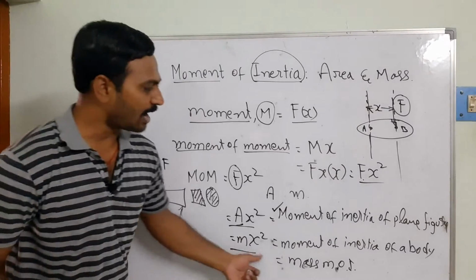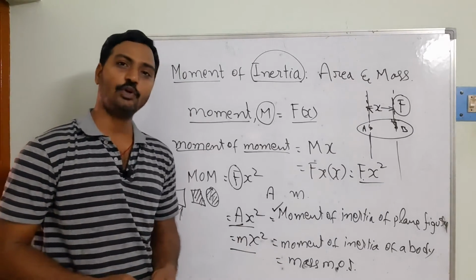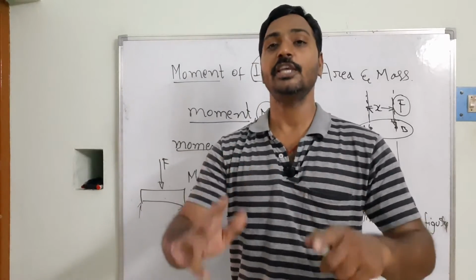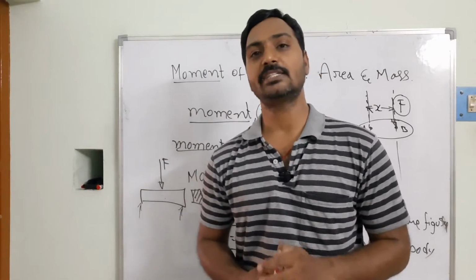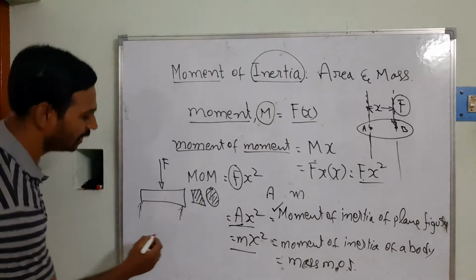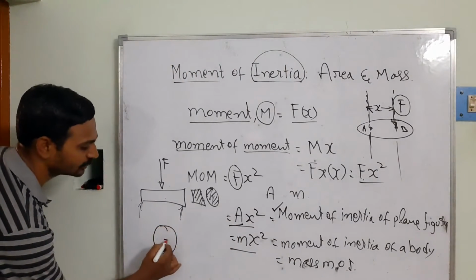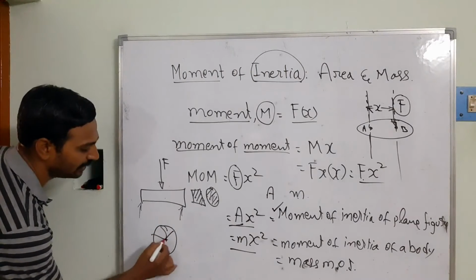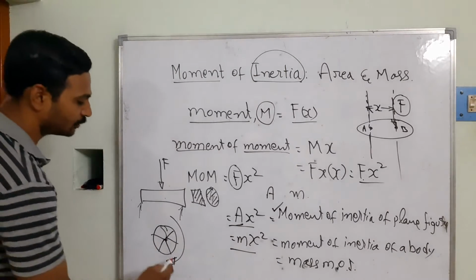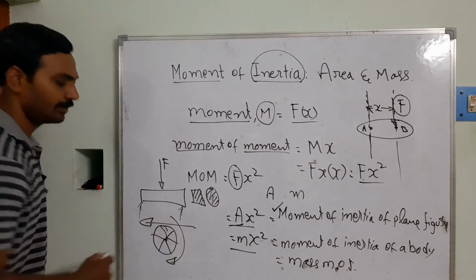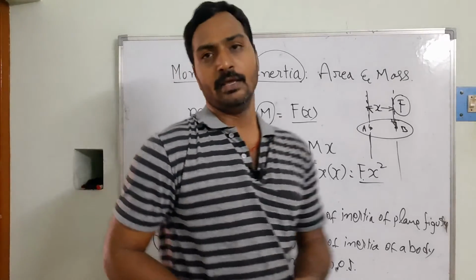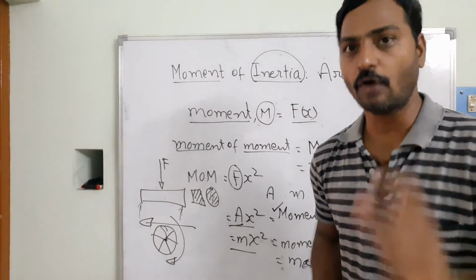What is the mass moment of inertia in this case? As we know, if a body is trying to resist the change in the angular direction, we can say that is the mass moment of inertia. Suppose in this case you have a wheel. The wheel is going to try to rotate about its own axis. At the same time it is trying to move in the forward direction, right? So in this case it is trying to resist the change of its motion.